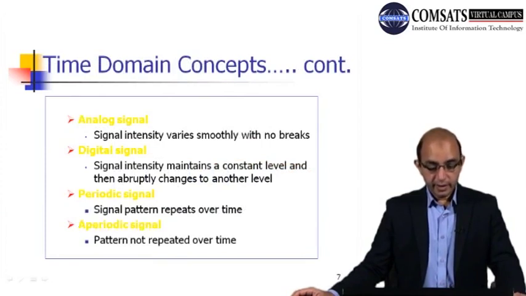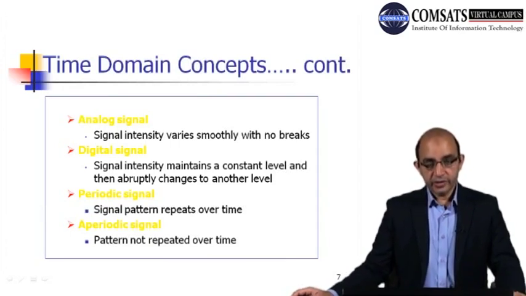Analog signal. So here we have the summary, right? Analog signal: the signal intensity varies smoothly with no breaks, or there are no discontinuities within the signal.